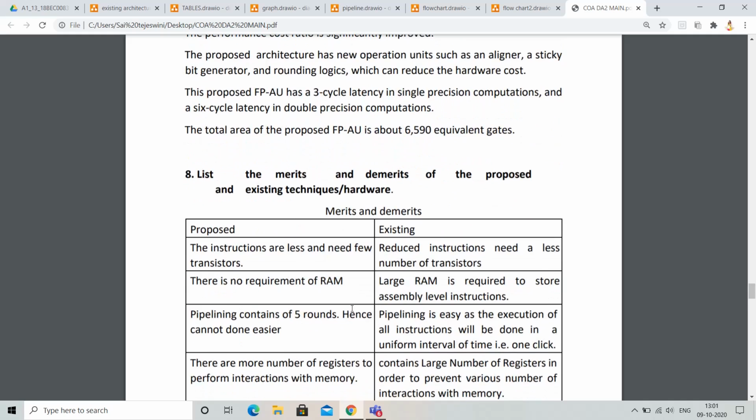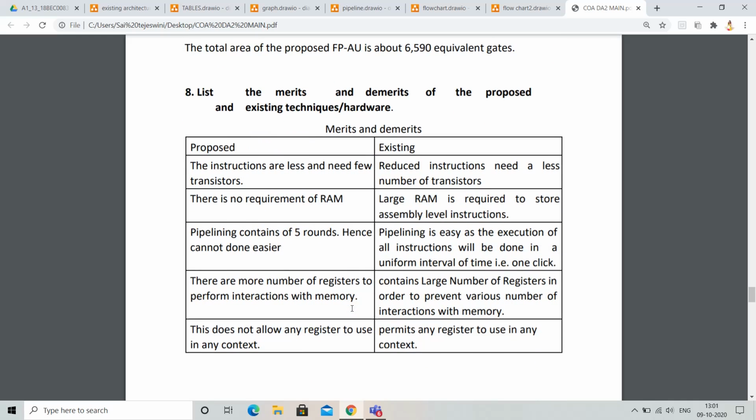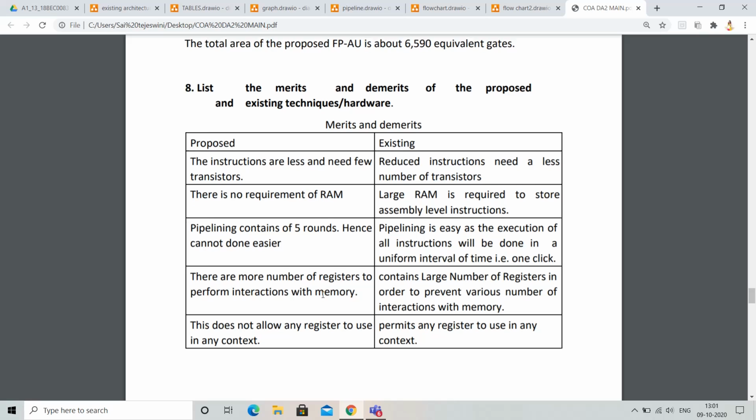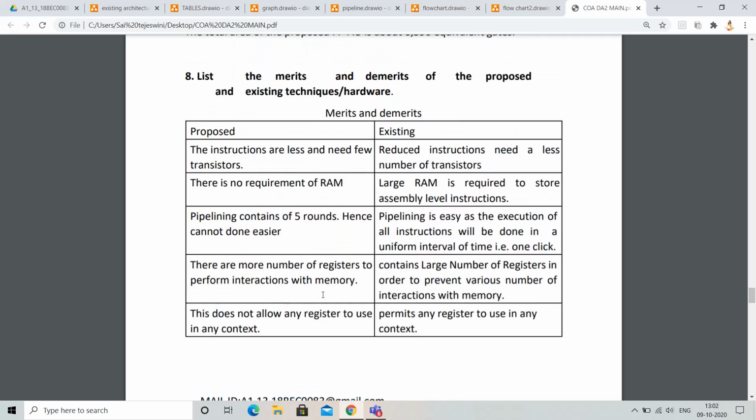Next, the 8th question. List the merits and demerits of proposed and existing techniques or hardware. Merits and demerits. The proposed and existing are compared here. Proposed: the instructions are fewer and need few registers. Reduced instructions need a smaller number of transistors. And coming to the proposed, there is no requirement of RAM. In existing hardware, large RAM is required to store assembly level instructions.